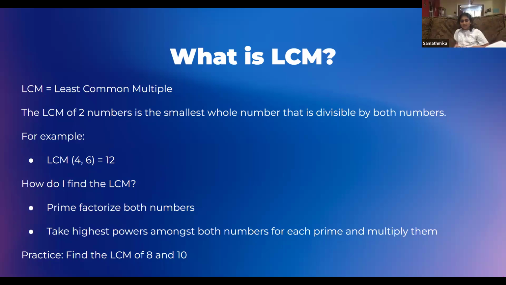Yeah. So the LCM of 8 and 10 is 40, because when you're listing the multiples of 8, you get 8, 16, 24, 32, 40, and so on. And when listing the multiples of 10, you get 10, 20, 30, and 40. And 40 is the smallest number that overlaps between the two. So 40 is the LCM of 8 and 10.